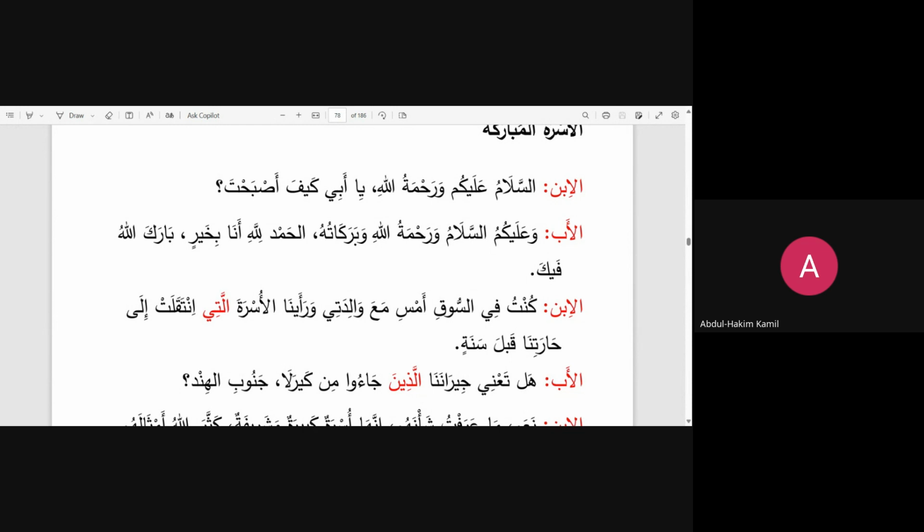What does that mean? And we saw the family which moved. The family who moved. Ila haratina. What does that mean? To our neighborhood. Hara, haratun is neighbor, has a ta. Haratun. Ila haratina qabla sanatin. They moved to our neighborhood a year ago.